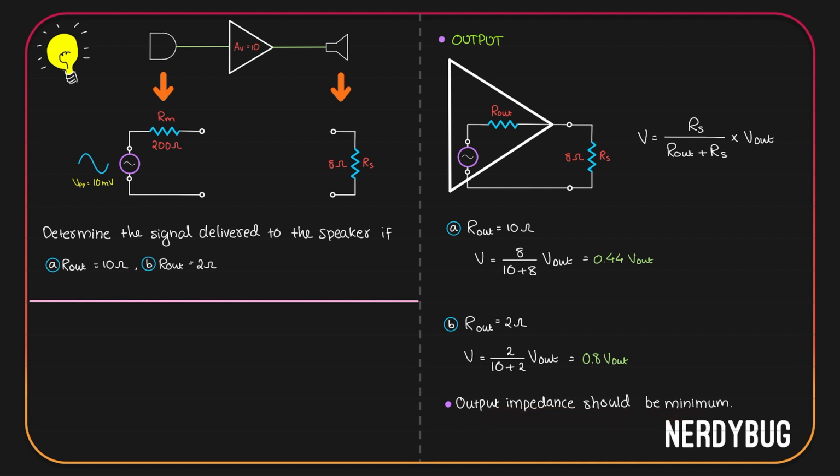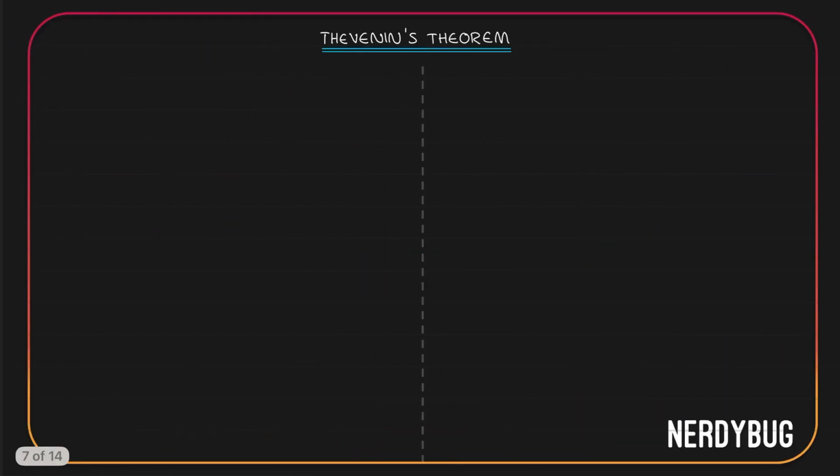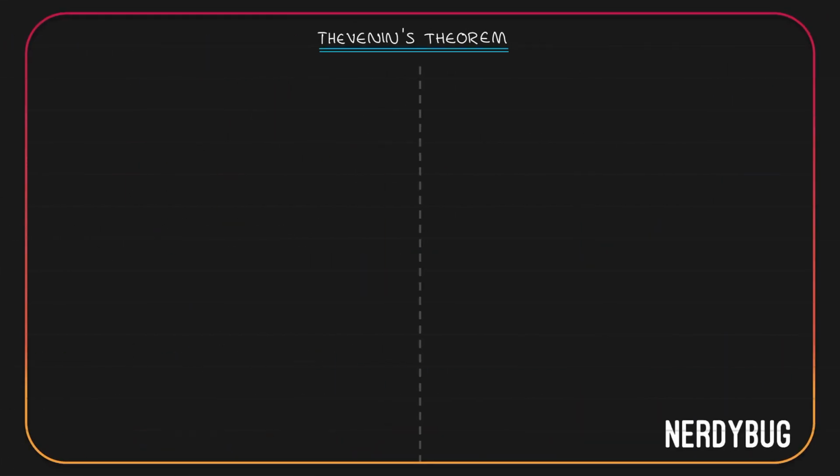Now that it is clear what we are expecting, a high input impedance and a low output impedance, we have to take our amplifier circuit and calculate its input impedance and output impedance. But before that, we have to equip ourselves with something called Thevenin's theorem. Thevenin's theorem helps us model any circuit with just a single voltage source and a single resistor in series with it.